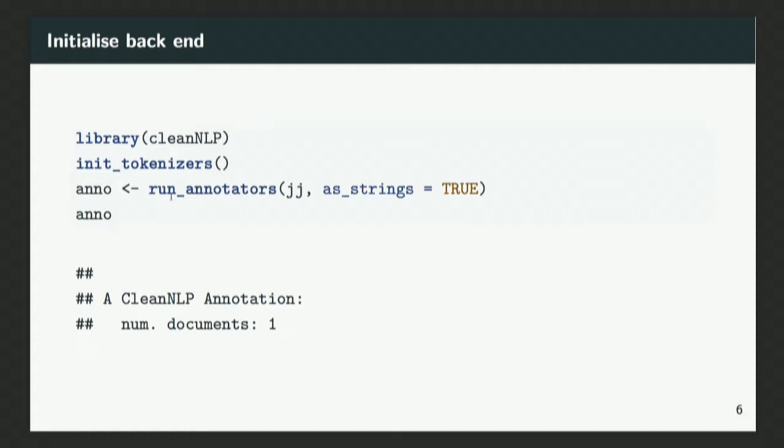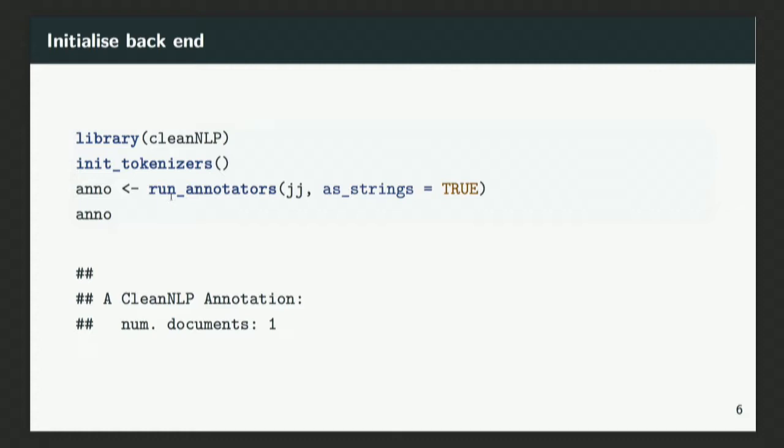So we initialize that, and then I use this function run annotators. Here I'm going to give it the raw text JJ, so I have to tell run annotators that I'm passing this as a string. You can actually pass it paths, which is more efficient because it doesn't have to read all the text data into R, but here I'm just going to give it the short string. And then this runs in half a second, very quickly. And I get back this annotation object.